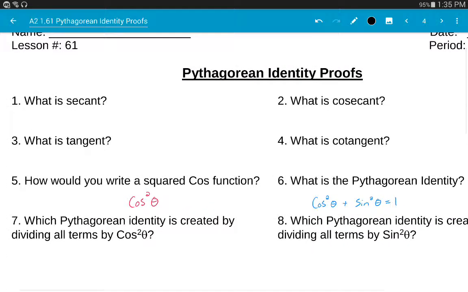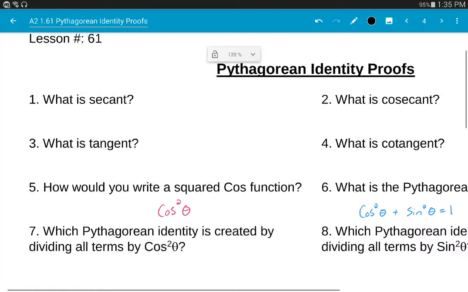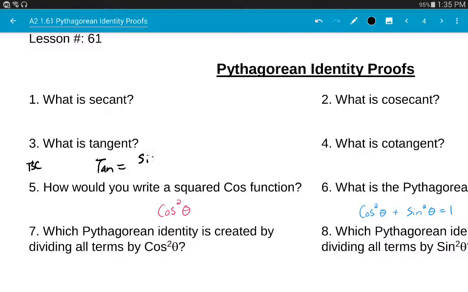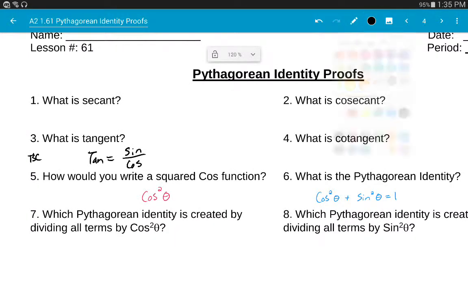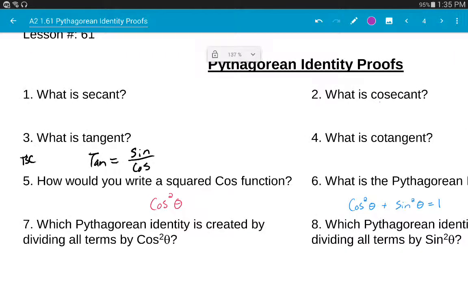Now, I need to know what tangent is equal to. Tangent, TSC, is what I keep saying in class. So, tangent is equal to sine over cos. Now the other three functions, we call them the cofunctions, are secant, cosecant, and cotangent. If you can spell them, the third letter will tell you which function it is the reciprocal of. So this is a C.